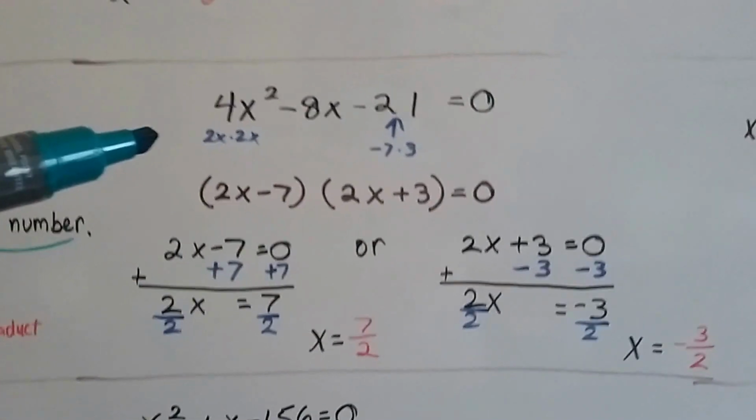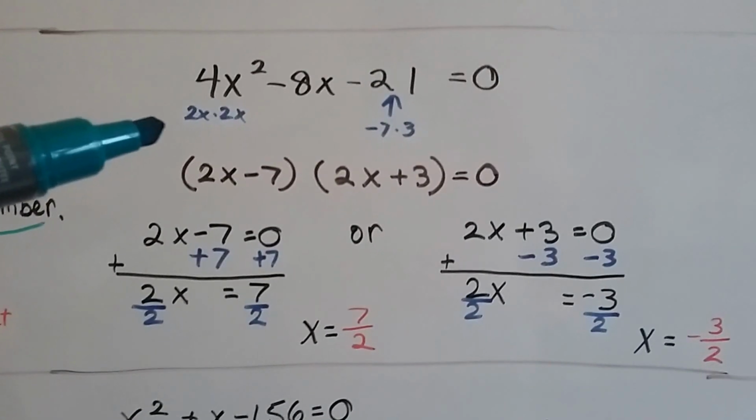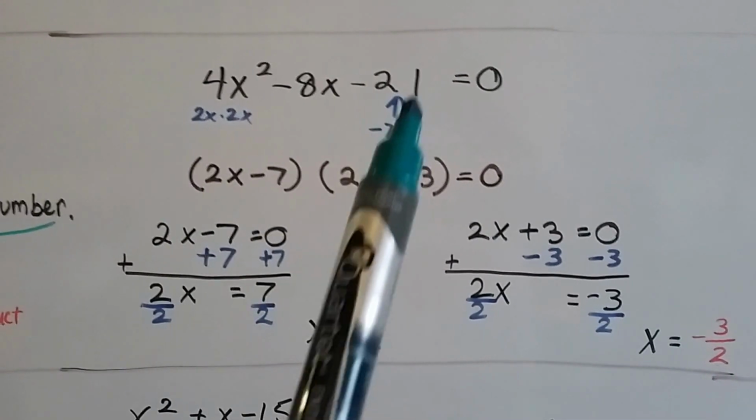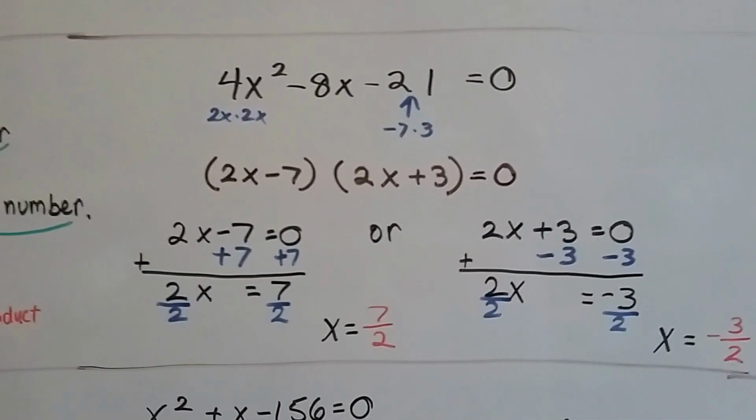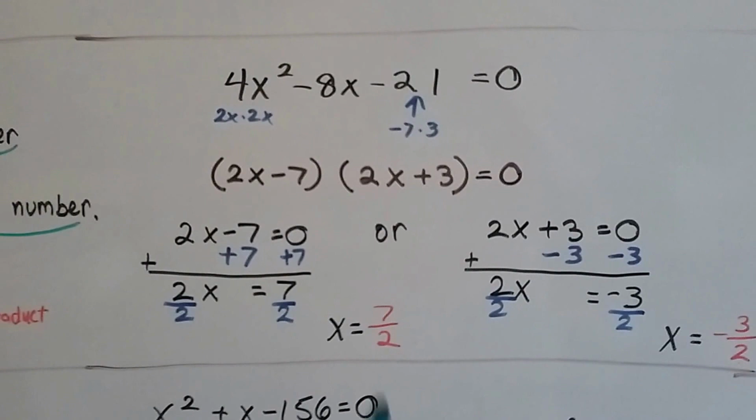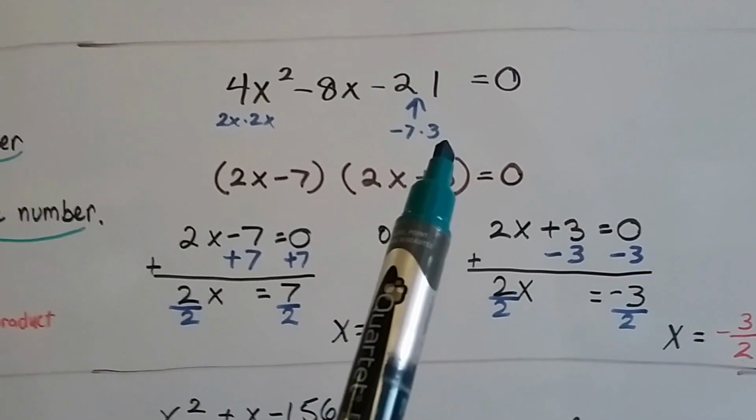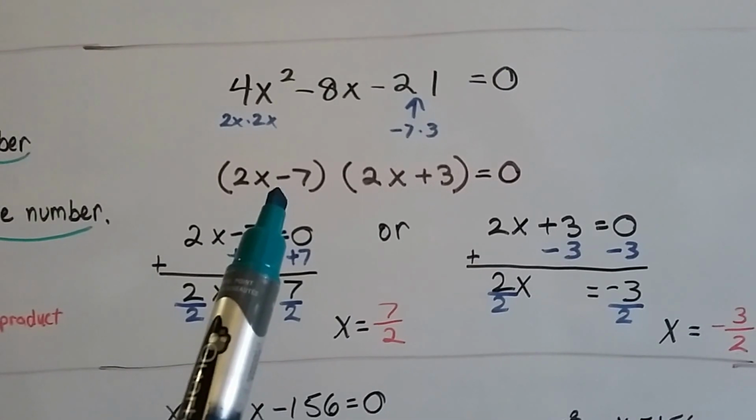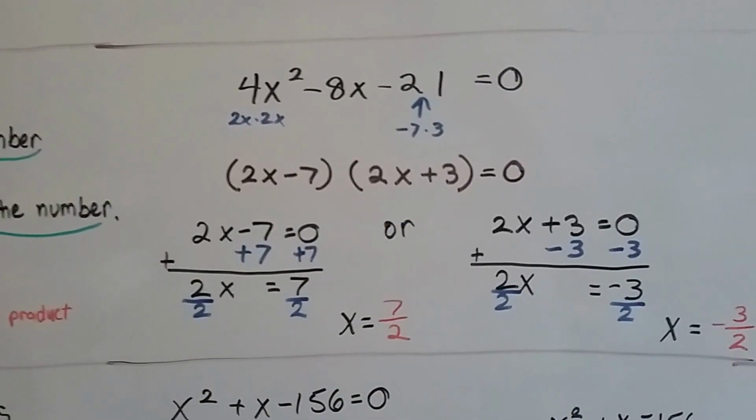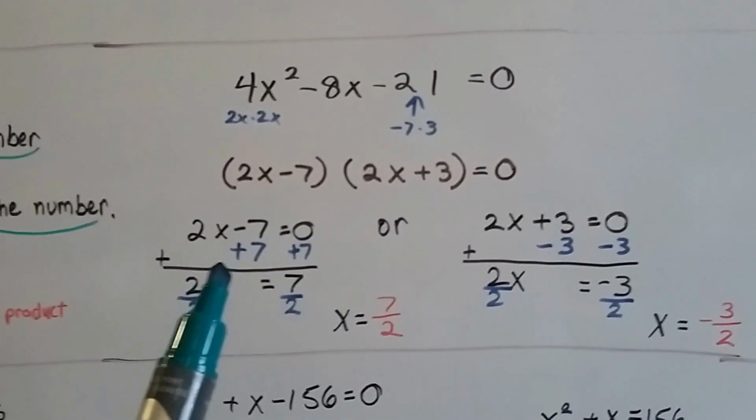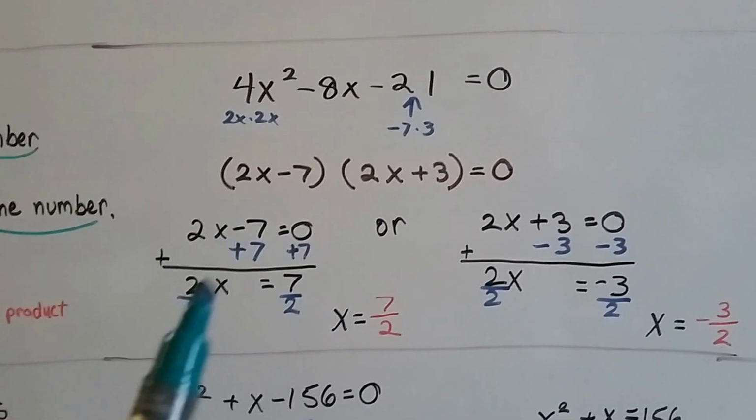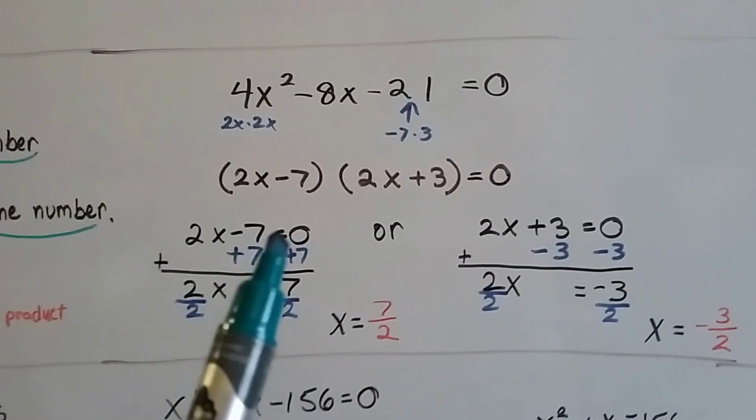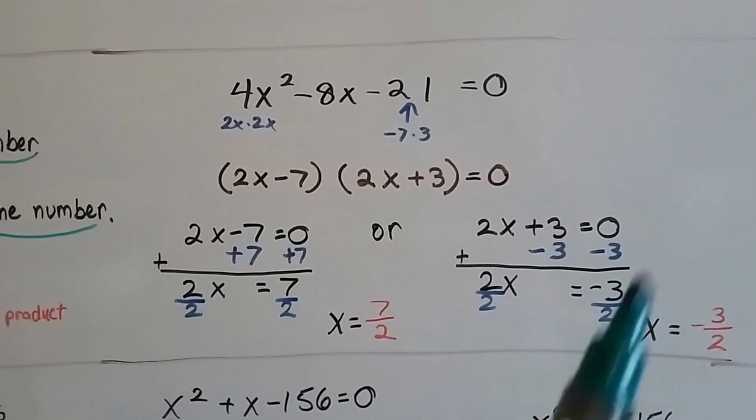This 4x squared could be 2x times 2x. And this negative 21 needs a negative factor, doesn't it, in order to be a negative 21. So it's either going to be a negative 7 and a positive 3, or a positive 7 and a negative 3. And in this case, the negative 7 and the positive 3 work. We set each one to equal 0: 2x minus 7 equals 0, or 2x plus 3 equals 0.